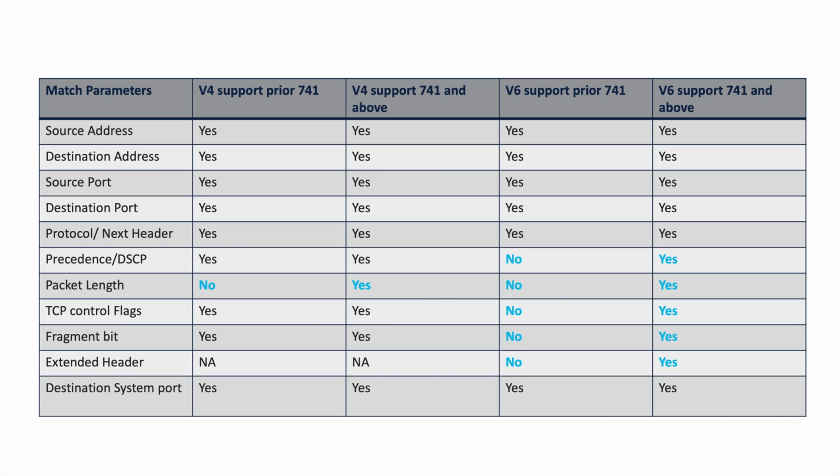With XR 7.4.1, we bring in more support for the ACL in the egress direction for the matching criteria, be it v4 or v6, like packet length matching, precedence, DHCP, fragment bit, TCP control flags, extension header, and destination system port. Let us take an example.